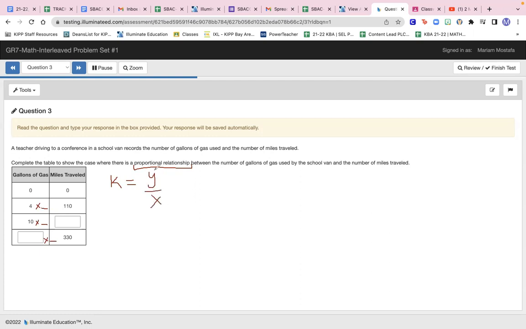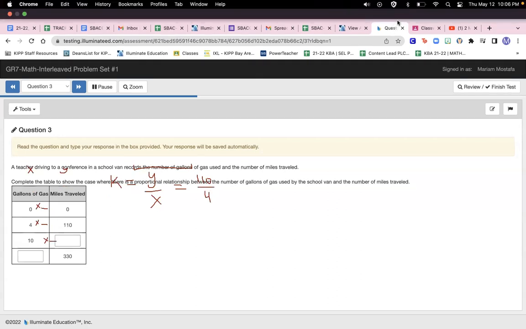Now, how do I know what y is and how do I know what x is? We know that x is always on the left and y is always on the right. And if I want to find the constant of proportionality, I have to divide my y value by my x value. So what I would do is, okay, we have 110 divided by 4.